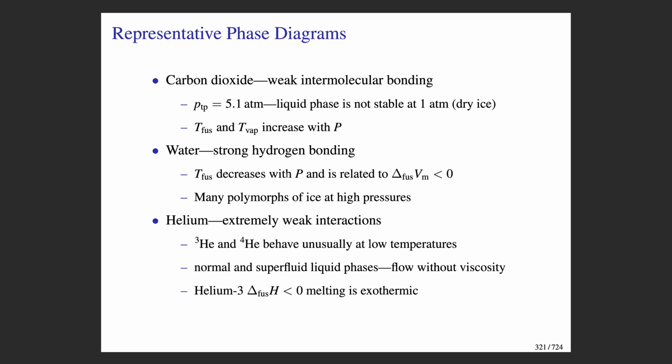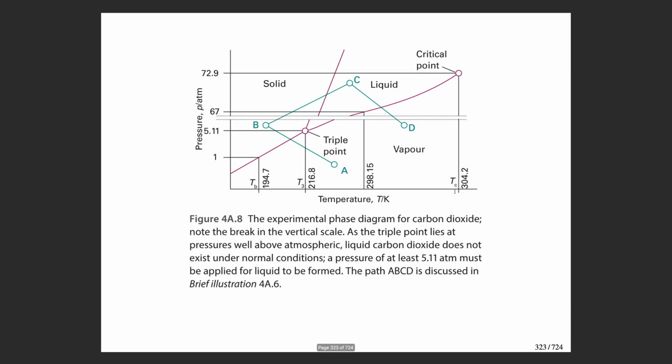The melting point decreases for water as pressure increases. And this has to do with the fact that the molar volume of the solid is larger than it is for the liquid. Let me think now. Yes, the molar volume for the solid is larger than for the liquid. And that has to do with the structure of ice and hydrogen bonding. We'll also see some of the other polymorphs of ice that occur at high pressure.